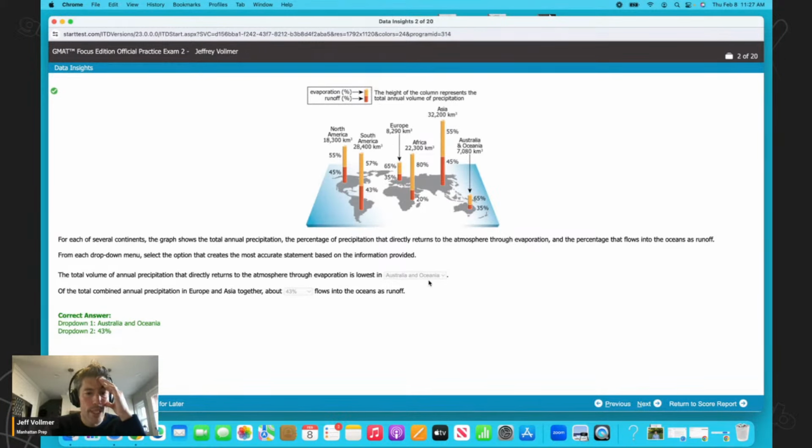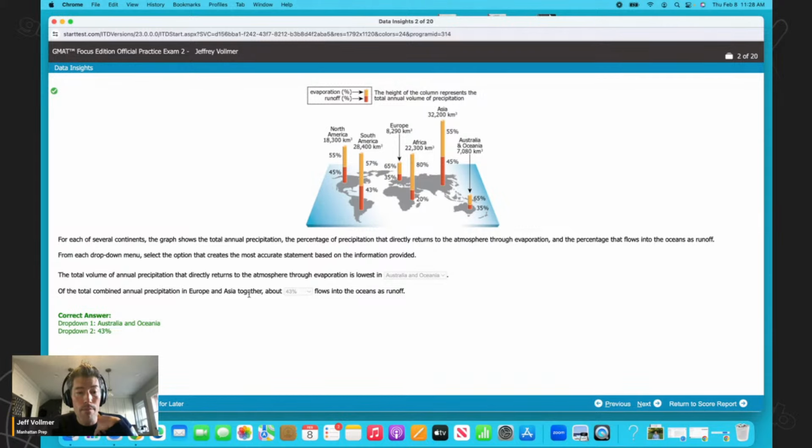Hopefully this one was pretty clear, right? Looking at the totals, the total volume of annual precipitation that returns is lowest where? So you want to take this top bar, is this yellow? I'm colorblind, it's hard for me. Whatever this top bar is, take that percentage times the amount and see which value is the least. You probably don't even need the calculator here. 65% of 7,000 is going to be less than 65% of 8,000 for sure. And 65% of this small number is going to be quite a bit less than even a smaller percentage of a much bigger number, right?